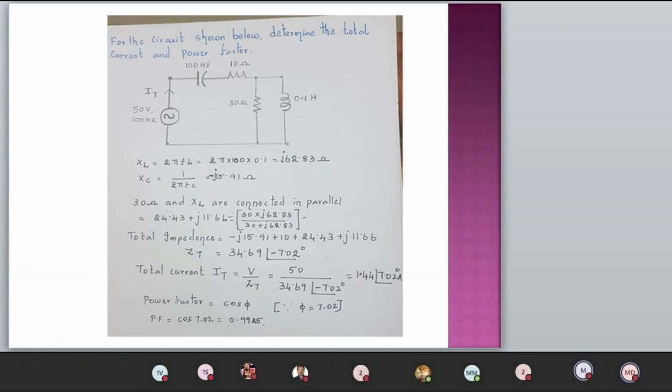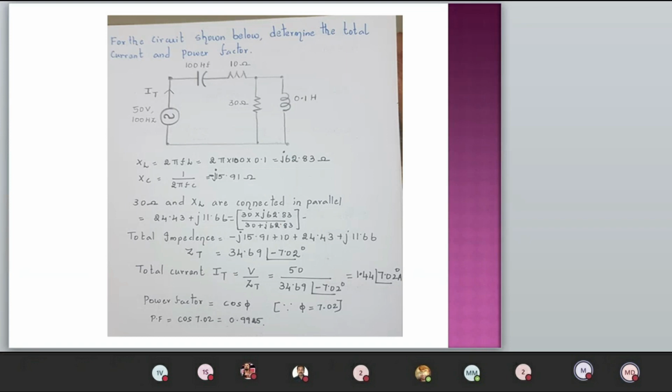For the circuit shown below, determine the total current and power factor. The input voltage is 50 volts, 100 hertz, the capacitor is 100 microfarads, and the resistor in series with the capacitor is 10 ohm. You have a 30 ohm resistor connected in parallel with the 0.1 henry inductor. First let us determine the inductive reactance XL equal to 2 pi FL, so j62.83. XC equal to 1 by 2 pi FC, minus j15.91.